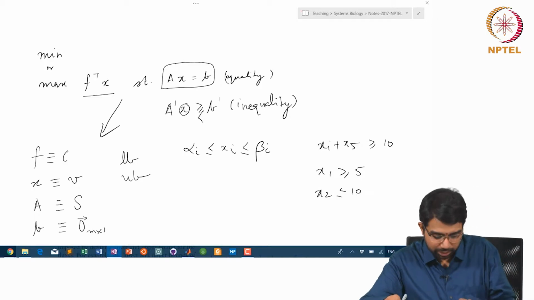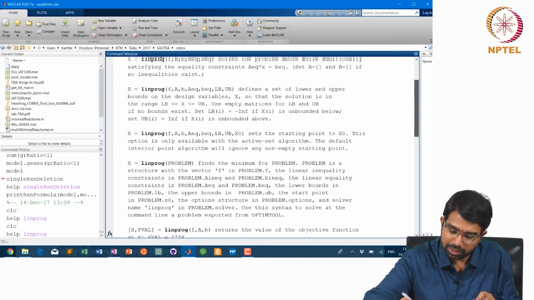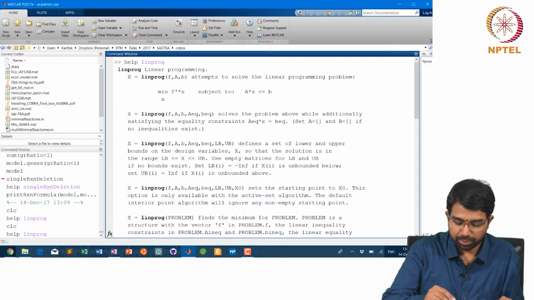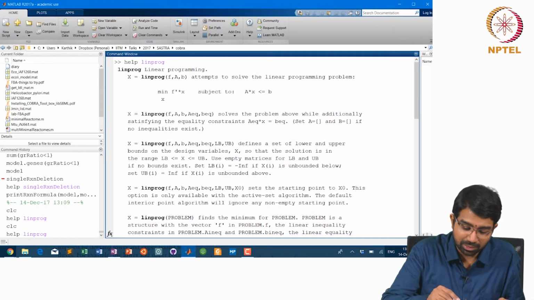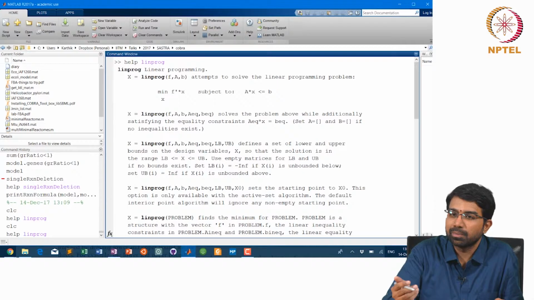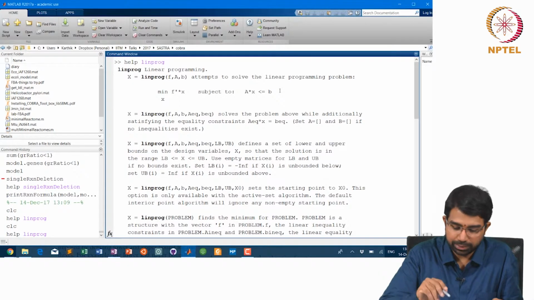So, now let us go back to linprog. Linprog has multiple ways of calling it. The first thing you need to notice is that it is minimize f transpose x, not maximize. So, you will have to instruct it to maximize differently, or you just say minus f. Minimize of minus f is the same as maximize of f, subject to Ax less than or equal to b.